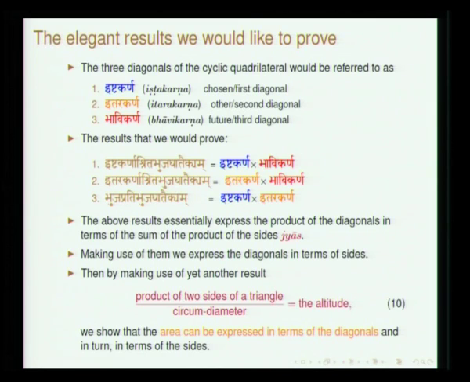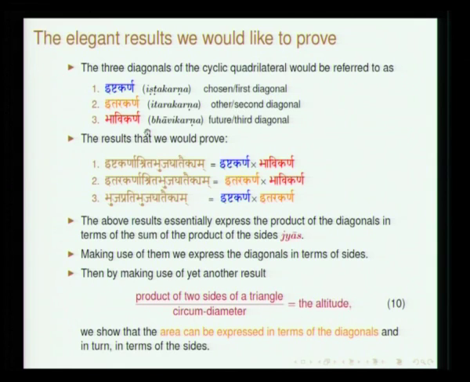I will start working on the board in fact. So, ishtakarna is the chosen diagonal, or you can call it first diagonal. Itarakarna you call it second diagonal. So, given a certain quadrilateral figure, the third, which is obtained by swapping the sides, is referred to as bhavikarna. So, what are we going to prove? In fact, this has been nicely stated: ishtakarna into bhavikarna is ishtakarnashrita bhujaghataikhyam.